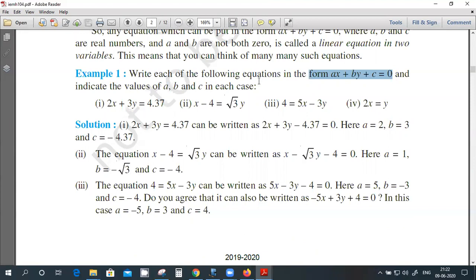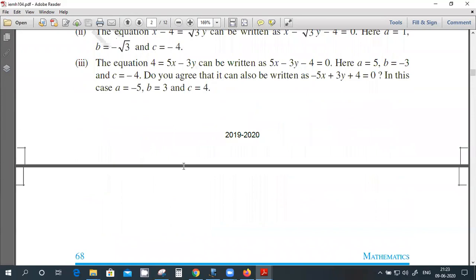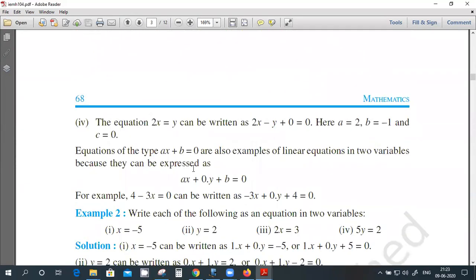Okay. So this you can do, right? Yeah. Rewriting in this form. You just have to bring this 4.37 to the other side. Yeah. 4.37 minus 4.37. It will become on the other side. This is fine then. Example 1, right?